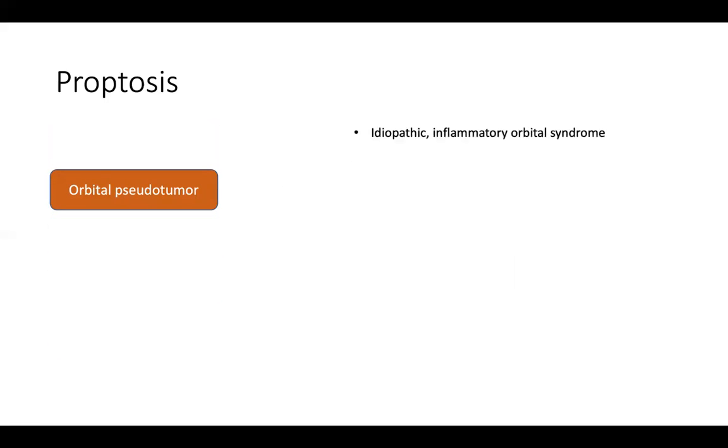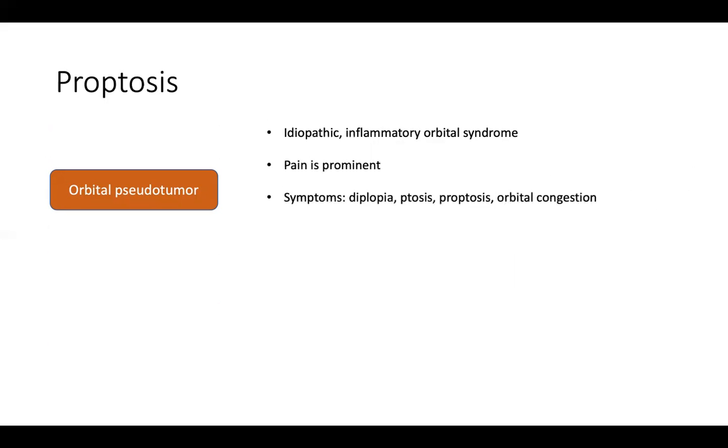Orbital pseudotumor is an idiopathic inflammatory orbital syndrome that is distinguished from Graves' ophthalmopathy by the prominent complaint of pain. Other symptoms include diplopia, ptosis, proptosis, and orbital congestion. Imaging often shows swollen eye muscles with enlarged tendons.